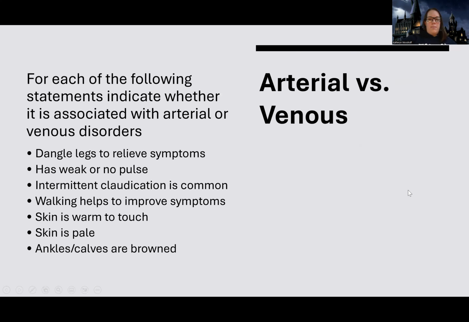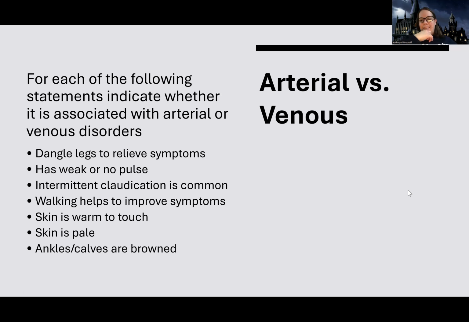So, arterial versus venous. It says for each of the following statements, indicate whether it is associated with arterial, which is A, or V for venous. And I'm not throwing gang symbols. These are what we do to help remember arterial versus venous. It'll make more sense in a second.